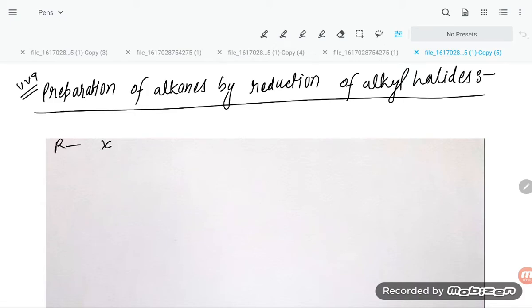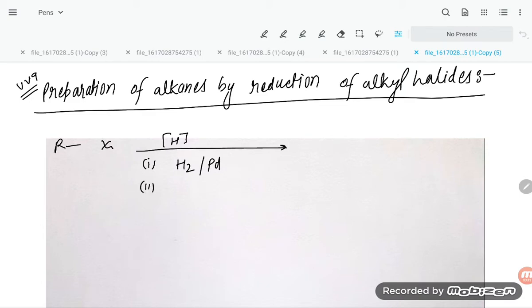Suppose we have an alkyl halide and you are going to do the reduction, students. Reduction means it is going to supply hydrogen, nascent hydrogen. All the reducing agents supply the reducing hydrogen. So what is the first condition? The first thing you can take, student, is H2 and Pd. With the help of this you can reduce.